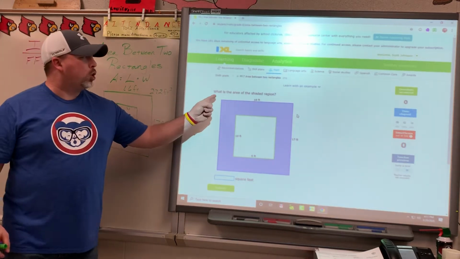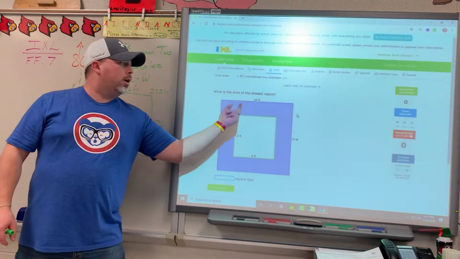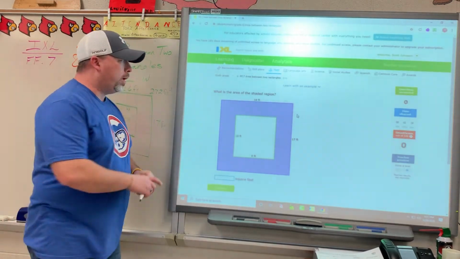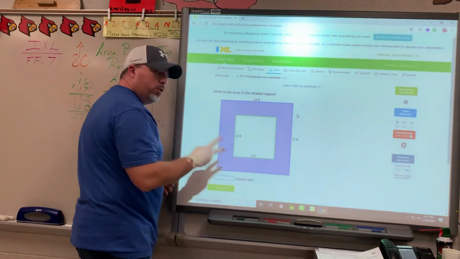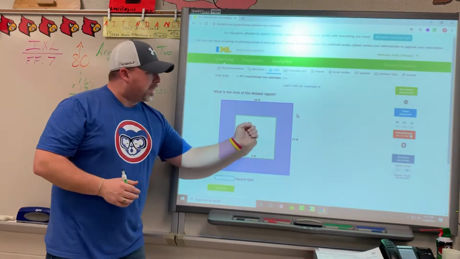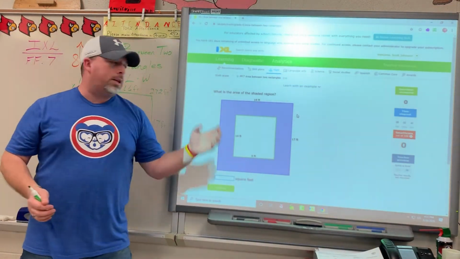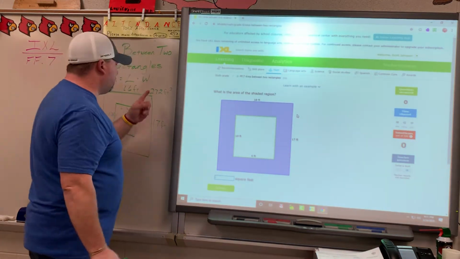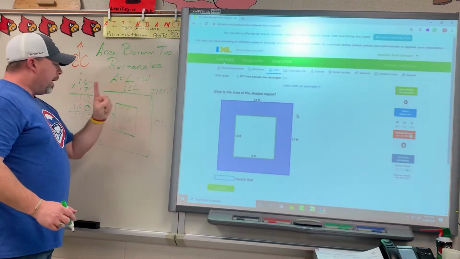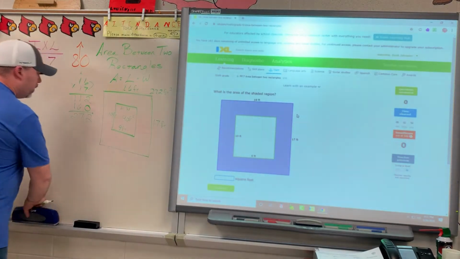So it says, what is the area of the shaded region? Well, you wouldn't just do this whole thing because remember, this white area is like you cut a hole out of it. So if you've taken this part out, then that's not shaded anymore. So all we do is a subtraction problem. We take this 272 and we take away the 90. So check it out.